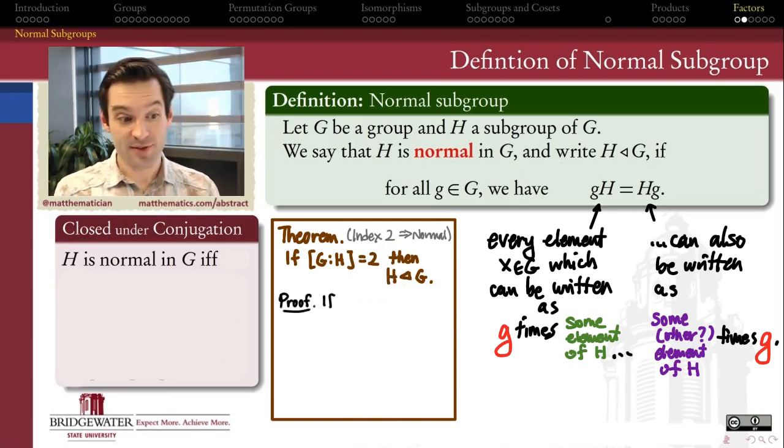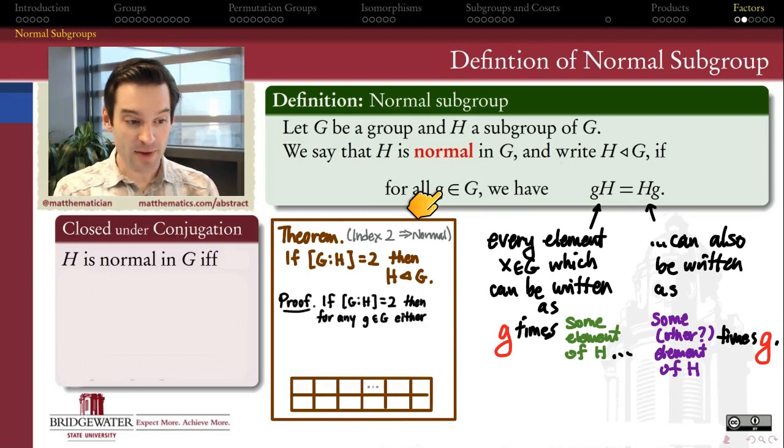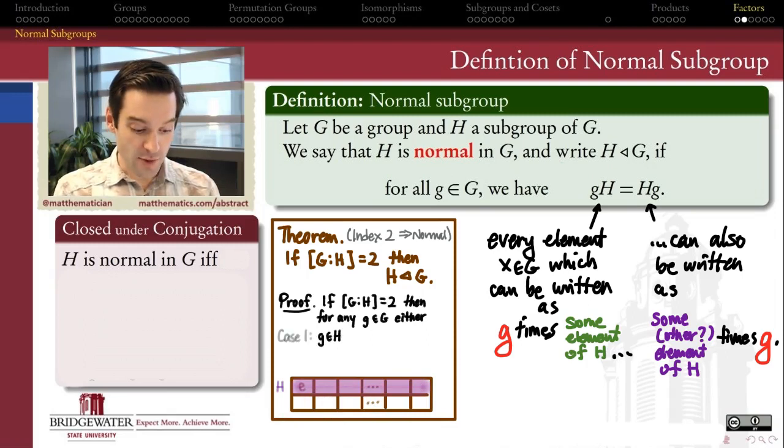Why should this be the case? Well, I'm only including this proof here because it's such a quick proof. If we imagine that H is an index 2 subgroup of G, and I pick any element in my group, G, then H divides my group into two pieces: H itself, the subgroup, and then also the one unique left and right coset of H, which is the same thing as the complement of H in G.